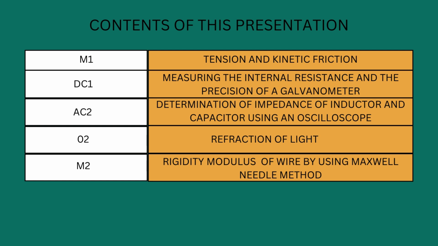Second, DC1, which is measuring the internal resistance and the precision of a galvanometer. And SC2, determination of impedance of inductor and capacitor using an oscilloscope. Next, O2, refraction of light. And M2, rigidity modulus of wire by using Maxwell needle method.